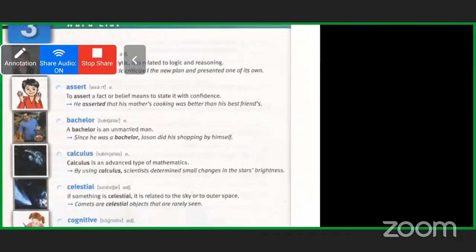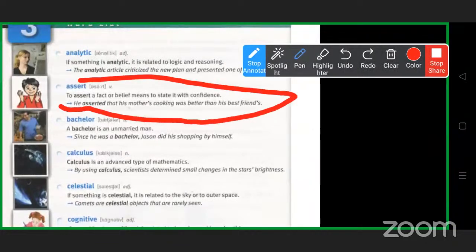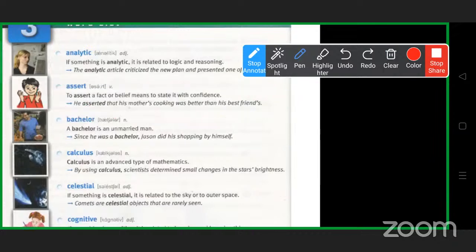Okay, so the statement given as an example is, he asserted that his mother's cooking was better than his best friend's cooking. Okay, his mother's cooking was better than his best friend's mother's. That means they are comparing the cooking of mothers, and his mother's cooking was better. So that's why he has confidence in that. That's why we have used he asserted that, instead of saying he said that.